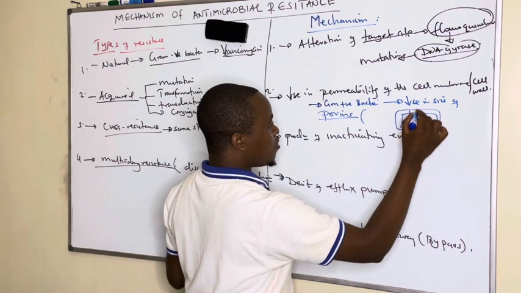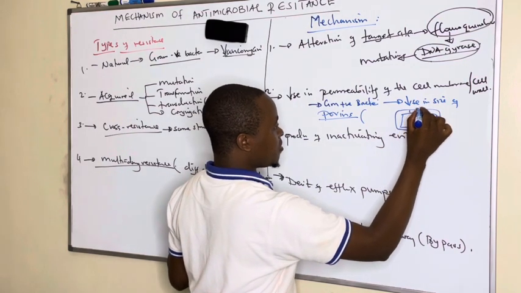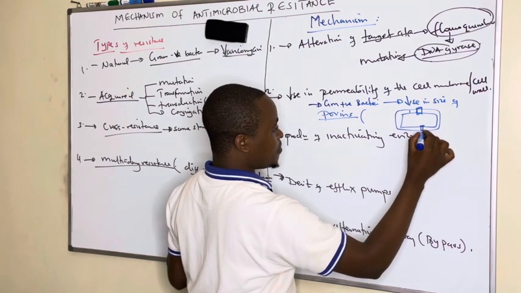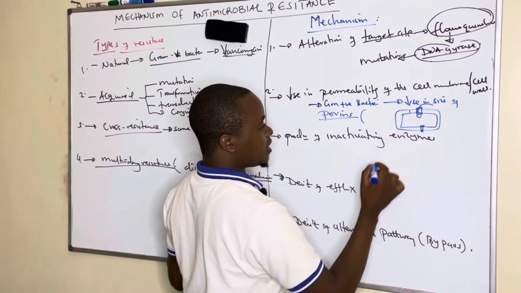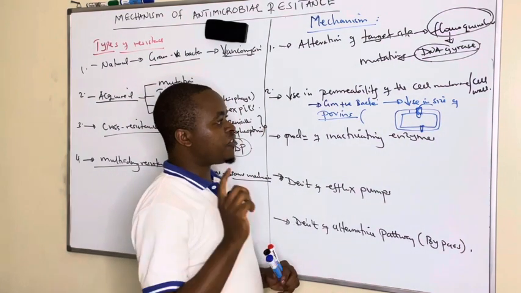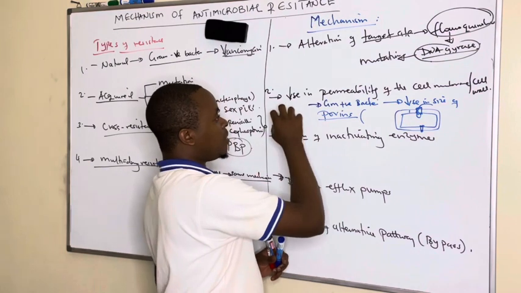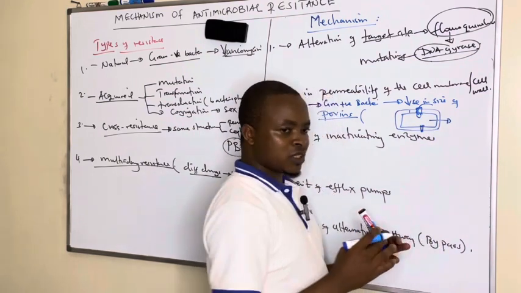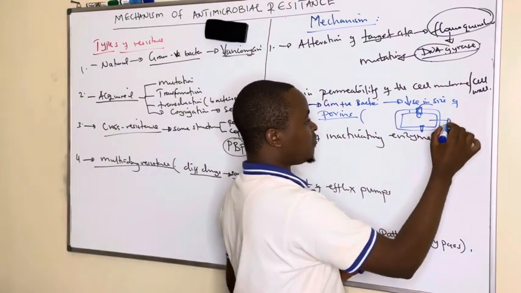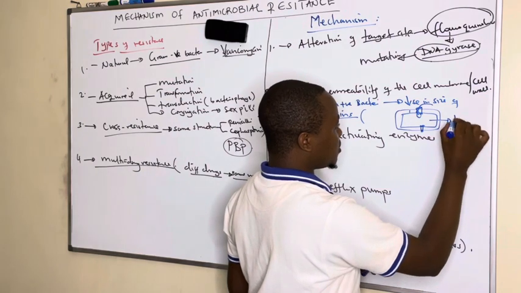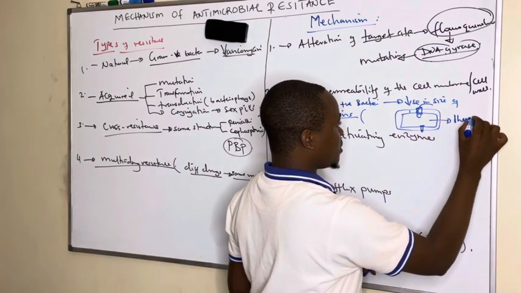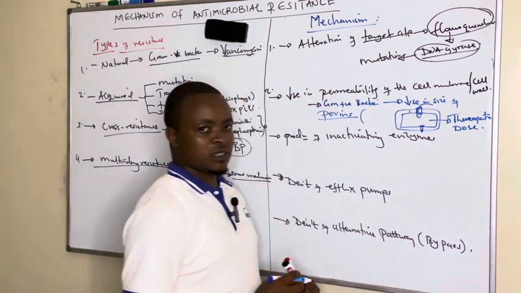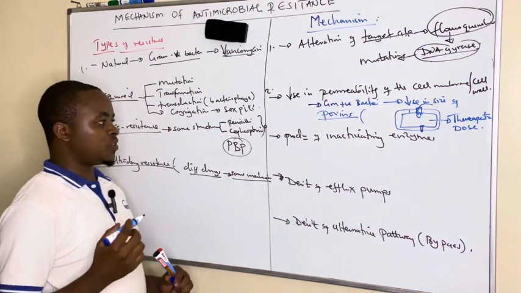So if this is the cell wall, and this was the size of the pore, this one acts by decreasing the pore size so that the drug which was entering can no longer enter. So that is decrease in the size of the pore, which brings about decrease in permeability. And because the drugs are not entering, the therapeutic dose is not reached because of decreased entry of this drug. That is what we call decrease in permeability.